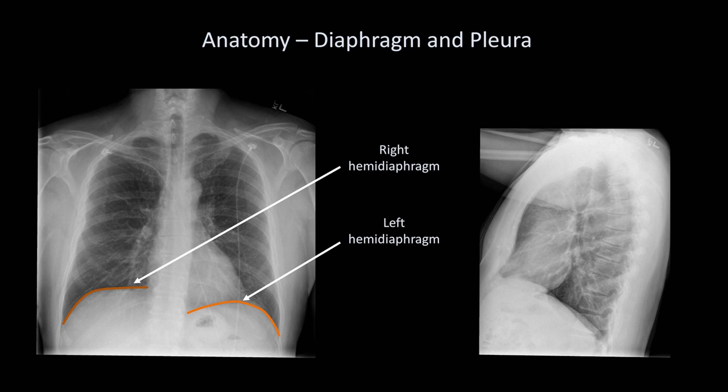While looking at the diaphragms, it's important to remember that there aren't any truly flat structures in the body. For example, the hemidiaphragms are curved in three-dimensional space. As you might be able to appreciate from comparing the PA to the lateral, the hemidiaphragms as seen on the PA really just represent the superior-most aspect of the diaphragms.